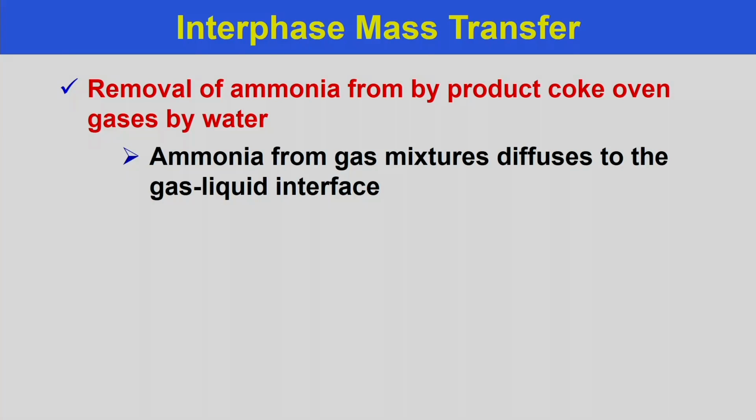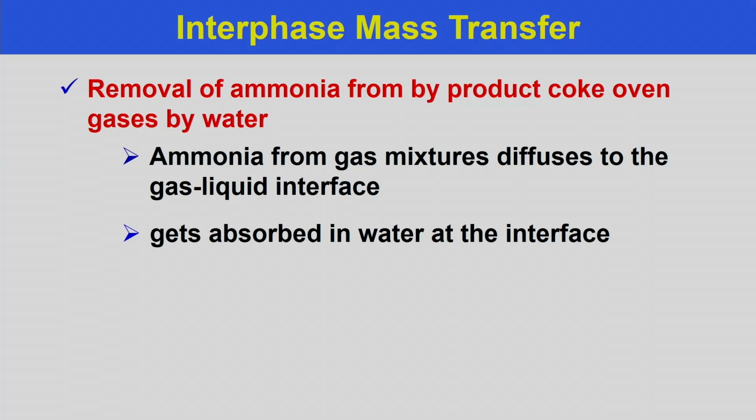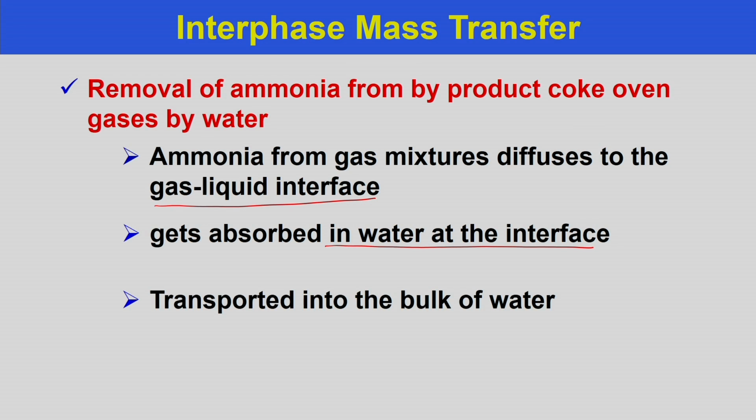So, how does it occur? The ammonia from the gas mixture diffuses to the gas liquid interface. So, from the gas phase it goes to the gas liquid interface, and then it gets absorbed in water at the interface. So, in the first case it diffuses from the gas phase to the gas liquid interface, and then it is absorbed in water at the interface, and then it is transported into the bulk of water.